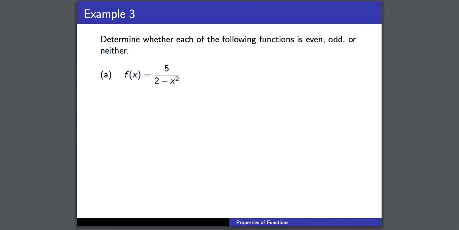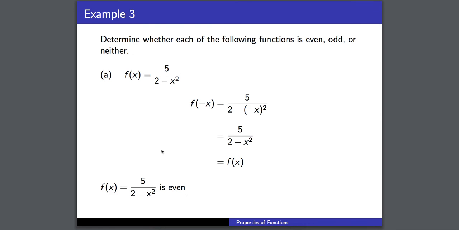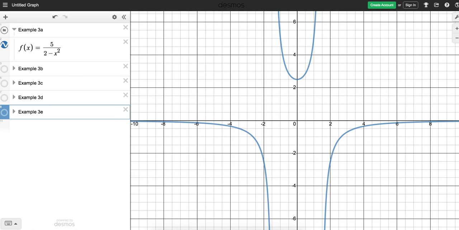As far as determining whether or not it is, if we replace f of x with f of negative x, we'll get 5 over 2 minus, in parentheses, negative x squared. When we square negative x, we get just x squared. So when we evaluate f of negative x, we get the exact same answer as what we started with. So this is an even function. We got the same output values when we replace x with negative x.